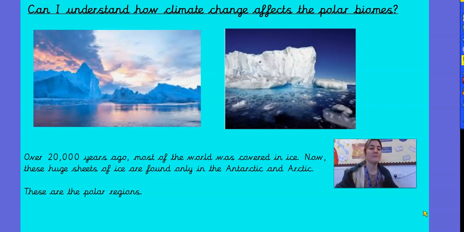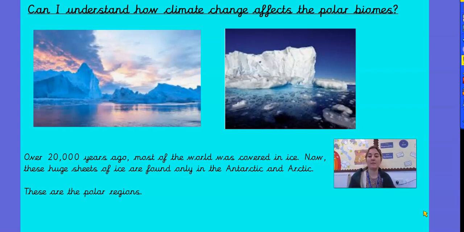So I've written here that over 20,000 years ago, most of the world was covered in ice. Now, these huge sheets of ice are found only in the Antarctic and Arctic. So our polar biomes, our Antarctic, which is in the South Pole, and Arctic, which is in the North Pole. And these are the polar regions. Okay, so we already know that from the work that we have done. We also know that these are two of the coldest places on Earth.